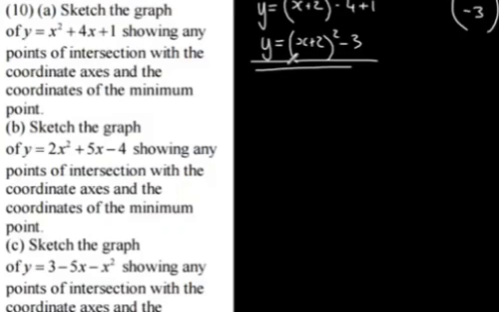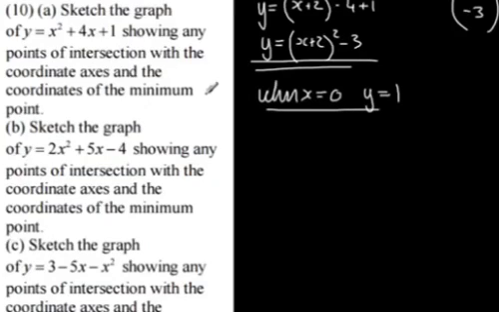Now, what I want is when y is equal to 0 and when x is equal to 0. So when x is equal to 0, y is going to be equal to 2 squared minus 3, which is 1, or of course we can sub it in here. So that's going to give us now 1, and that's what we have.